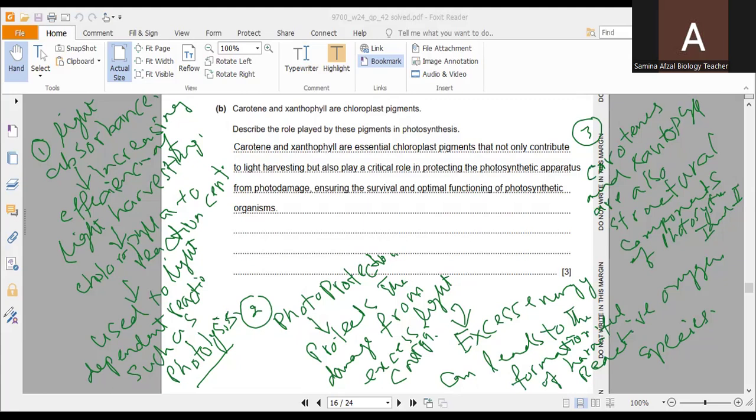So in this way, carotene and xanthophyll are essential chloroplast pigments that not only contribute to light harvesting but also play a crucial role in protecting the photosynthetic apparatus from photodamage, that is, the excess energy. So ensuring the survival and optimal functioning of photosynthetic organisms, these two pigments play a very important role.